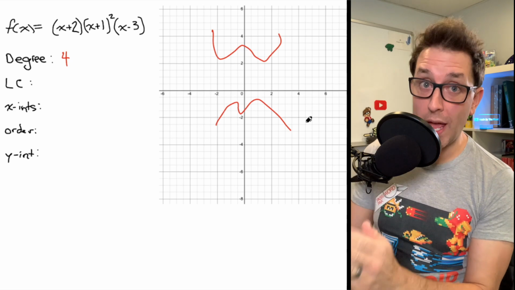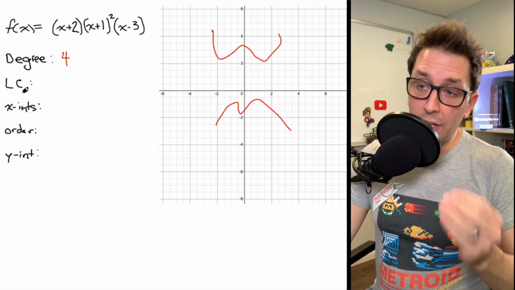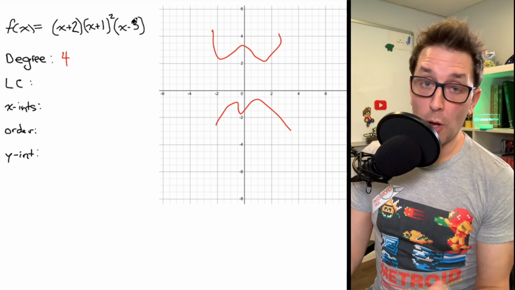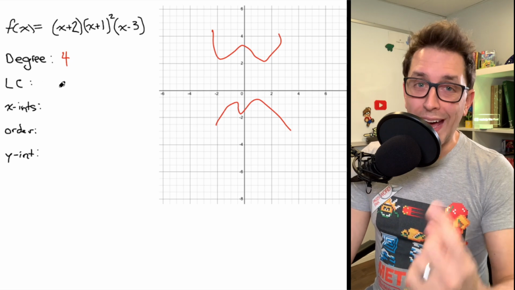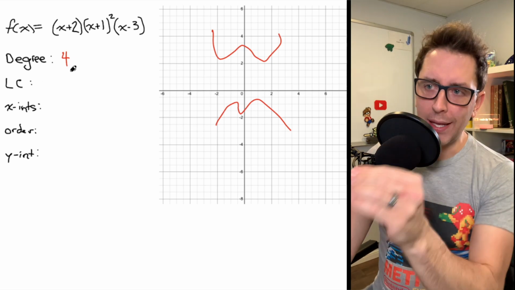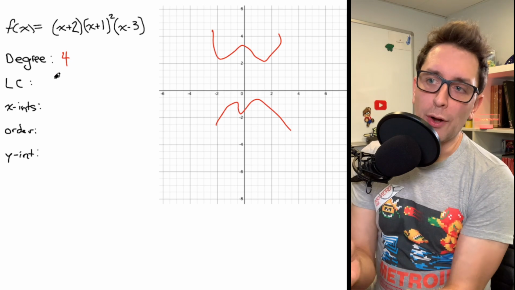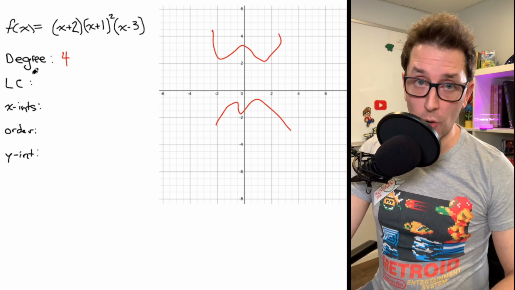So in order to narrow down which one we're working with here, we need to take a look at the leading coefficient. Now the leading coefficient, or the LC, could be found by multiplying out the product of all of these binomials and finding the term with the highest power on x, which we know is going to be 4 because we're working with degree 4, and then picking out the coefficient of that term. But I don't actually care what the coefficient is in this case. I only care what the sign of the coefficient is.